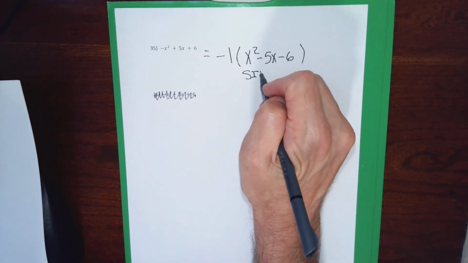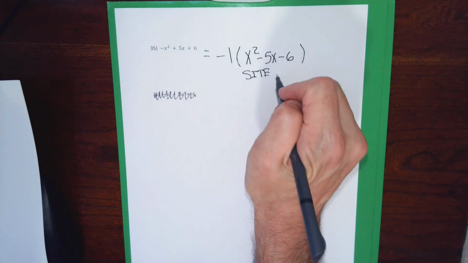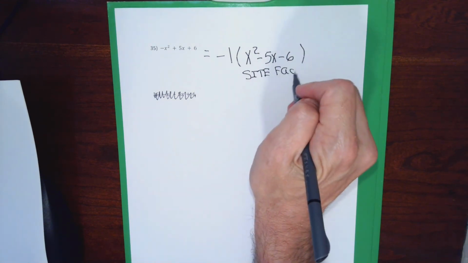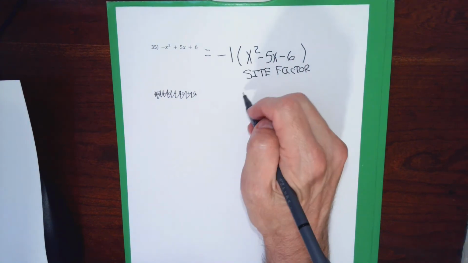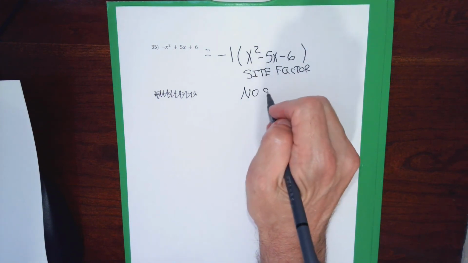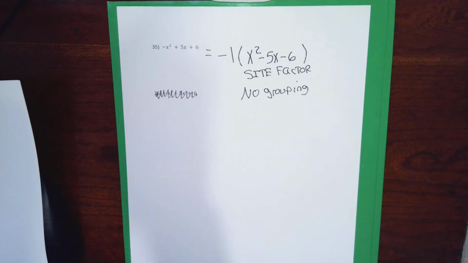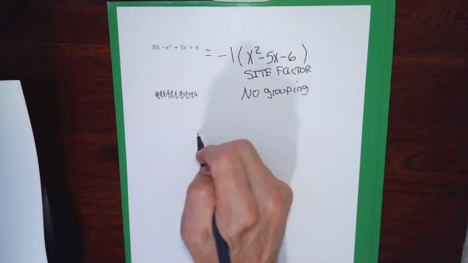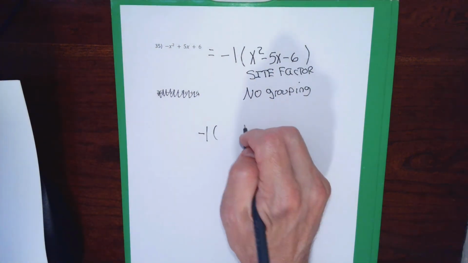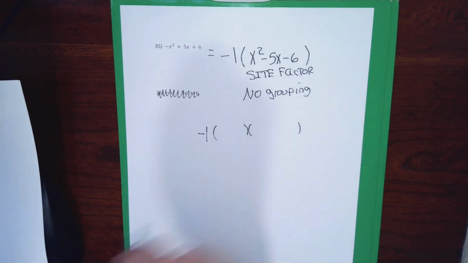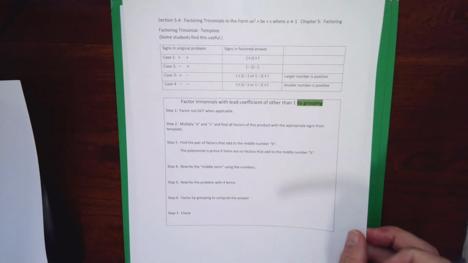Inside the parentheses, I don't have a number in front of the squared term. I shouldn't factor by grouping even though I could. It's just inefficient. I'm going to leave the common factor of negative 1 and use my template. That's the bottom row of my template.